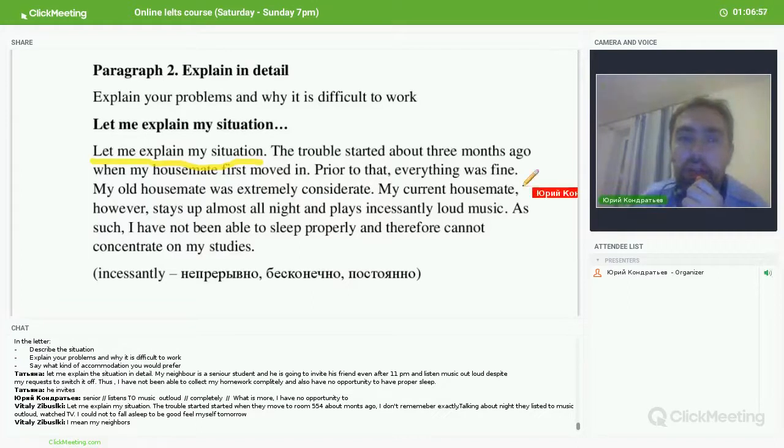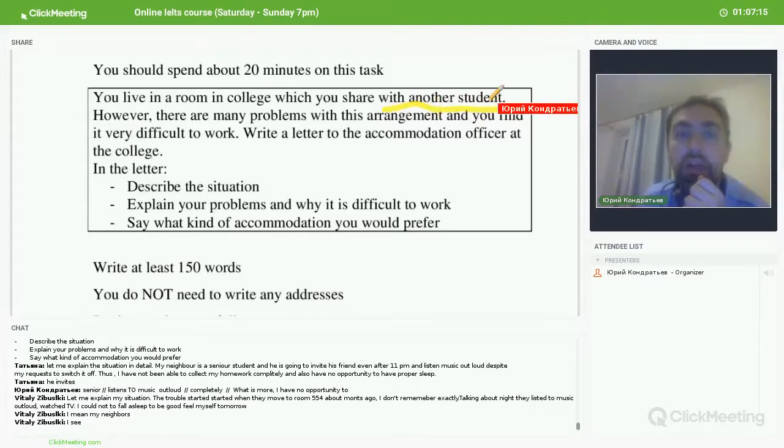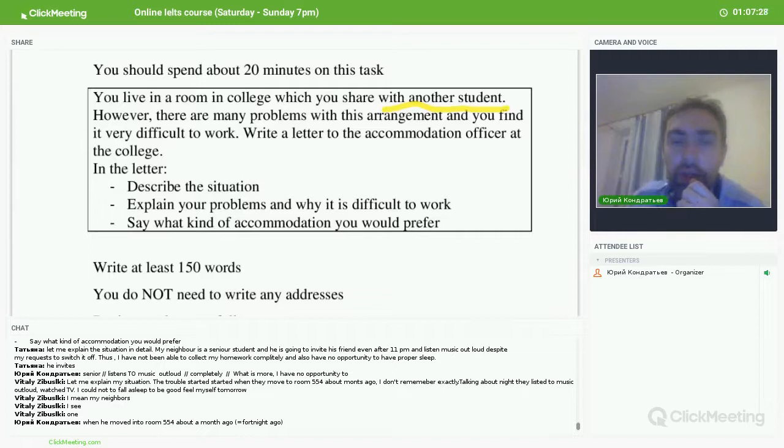Yes, Vitaly, according to the task, you live only with one neighbor in the room. Just 1 second. You live with another student. And the task is about this one other student. And if you write about other people, you deviate from the topic. Okay. So ago, about a month ago, about a fortnight ago.